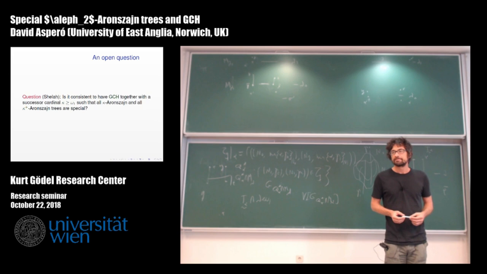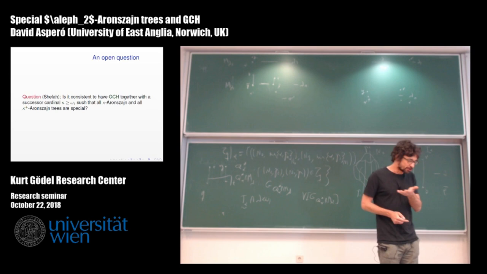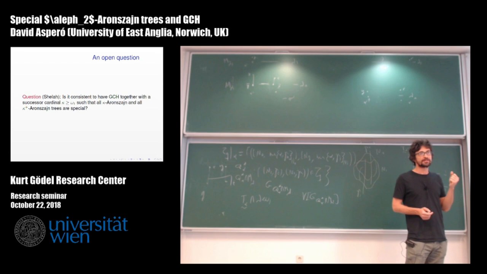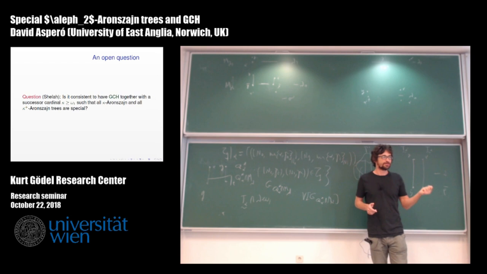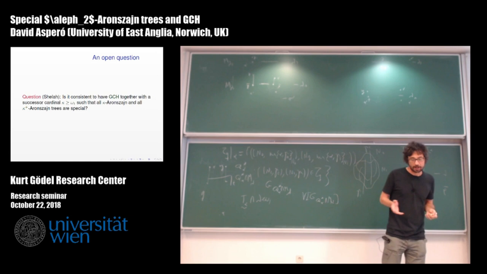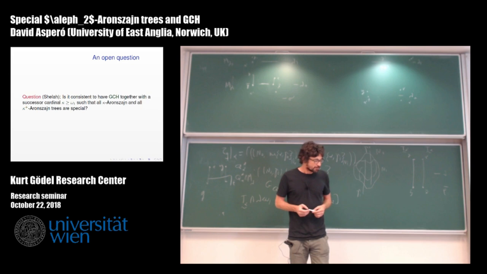That's an interesting question you mentioned. We can do this fairly strong failure of club guessing, called measuring, with CH, but we don't know if measuring implies that there's a non-constructible real. Could be, for all we know. So maybe adding reals is a necessary feature when you force such a thing. Nobody knows. At least I don't know. It would look strange if you do need it.